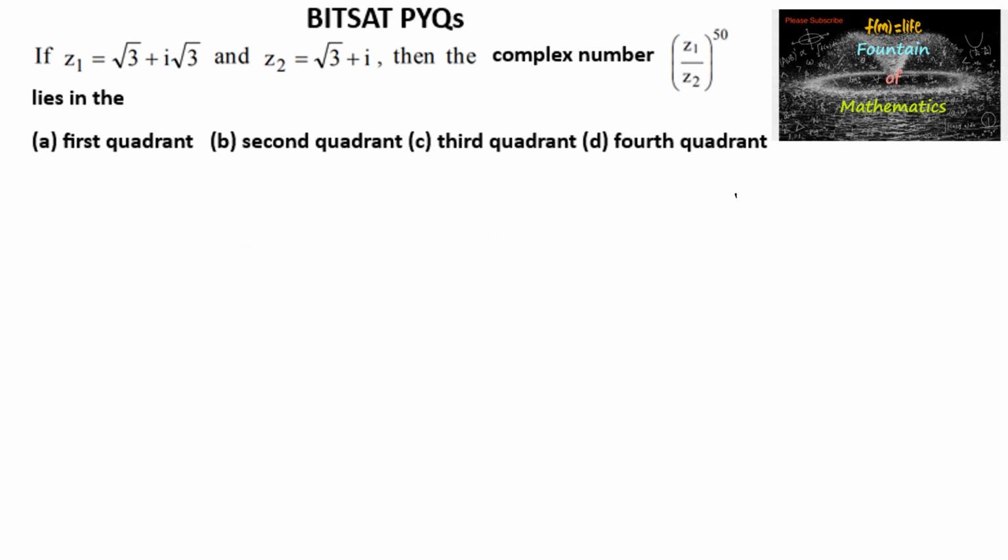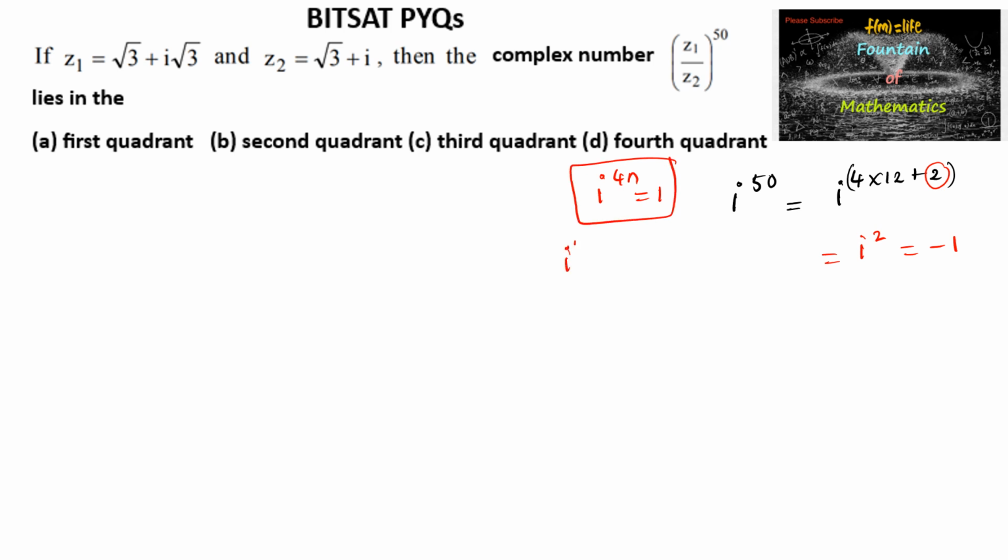And now here i to the power 50. So we can write i to the power of 4 times 12 plus 2. When 50 is divided by 4, the remainder is 2. So we can consider it as i square, which is equal to minus 1, since we know that i to the power 4n is equal to 1, or i to the power of 4n plus 2 can be taken as i square, which is equal to minus 1.